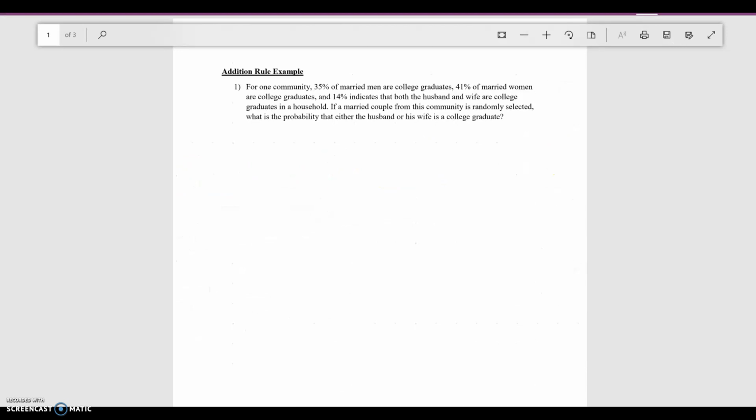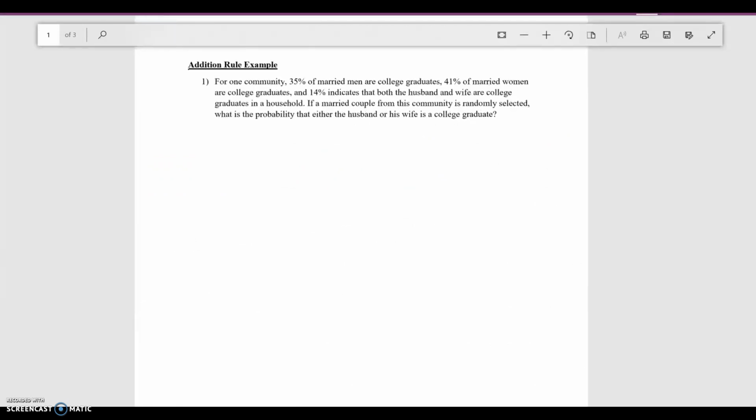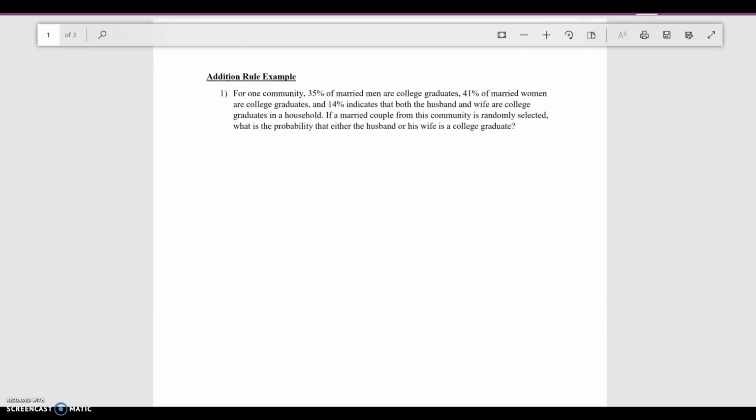Okay, so now we're going to do an example. This is the example that I have. Let's say, for example, for one community, 35% of married men are college graduates, 41% of married women are college graduates, and 14% indicates that both the husband and the wife are college graduates in a household. If a married couple from this community is randomly selected, what is the probability that either the husband or the wife is a college graduate?